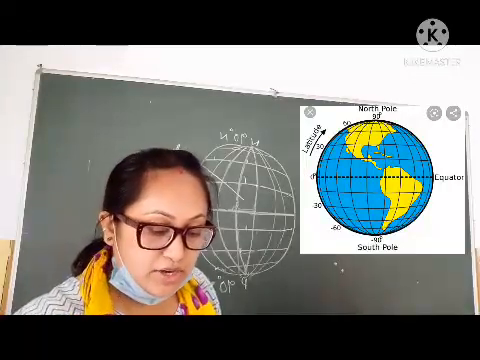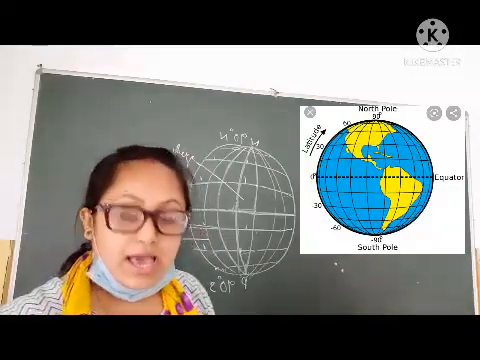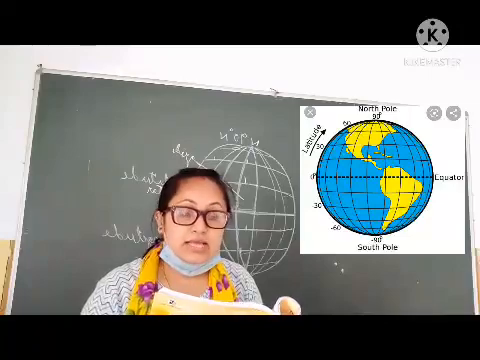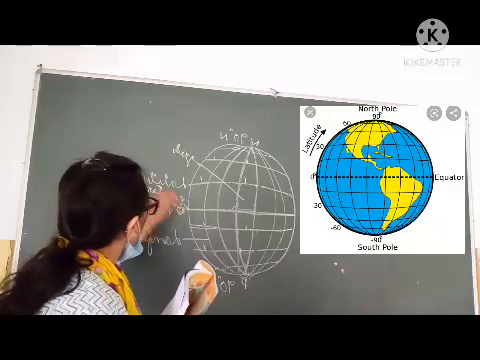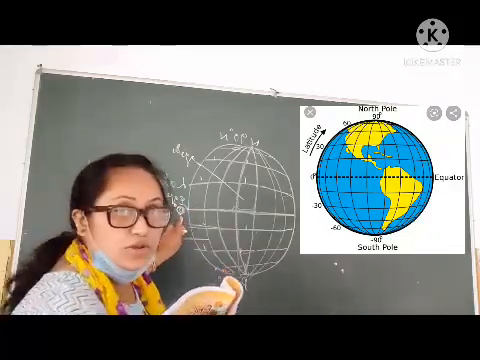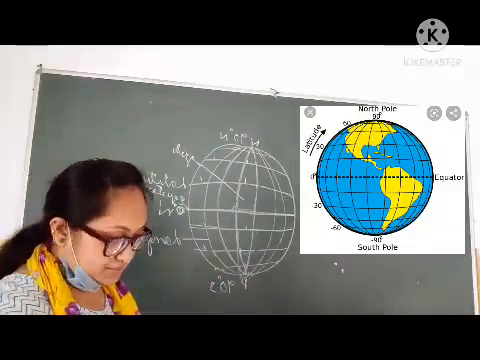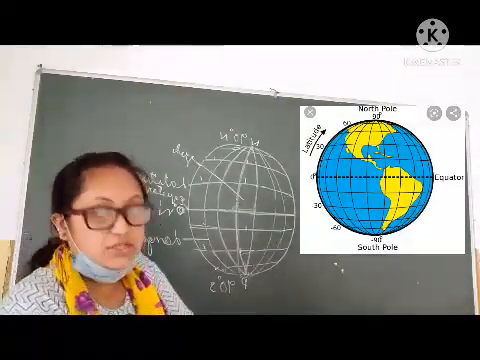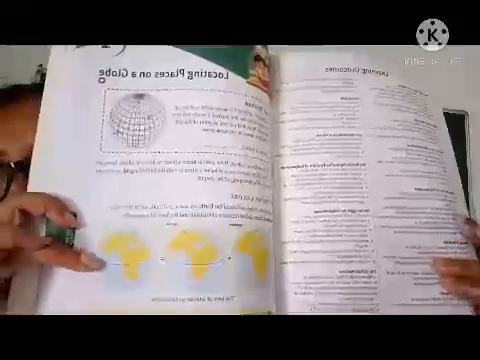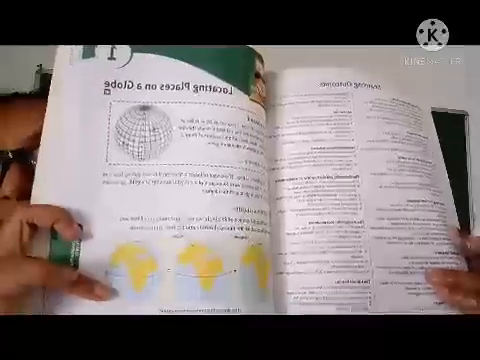Second, the equator is the 0-degree latitude. It divides the earth into two equal halves or hemispheres, the northern hemisphere and the southern hemisphere. So this is 0 degree, and this line is known as the equator. The equator lies at 0 degree. You can very well see this in this picture. This is the line of the equator. This is longitude, and that parallel line is called latitude.